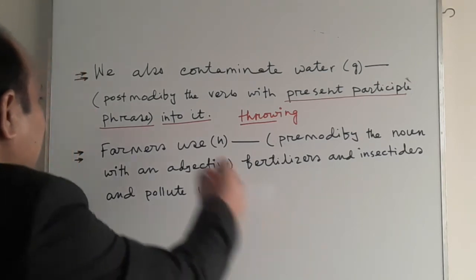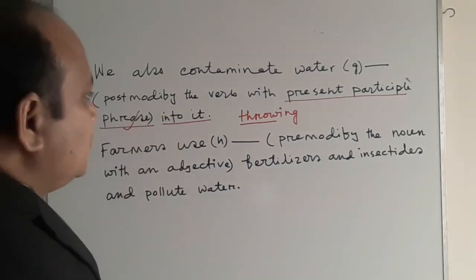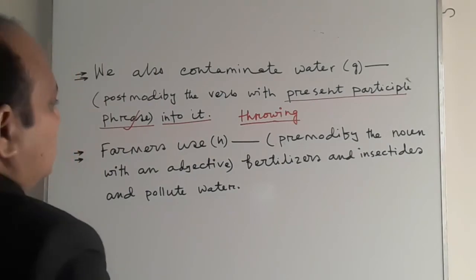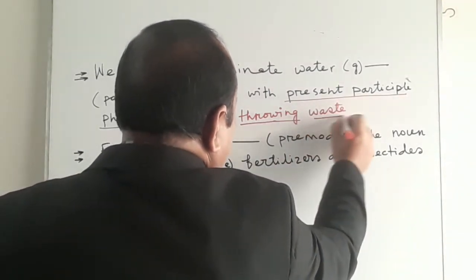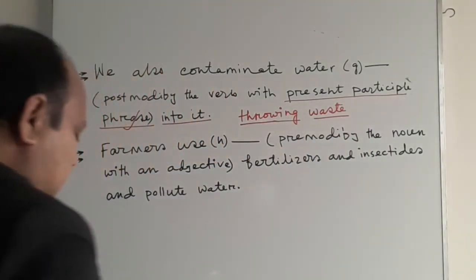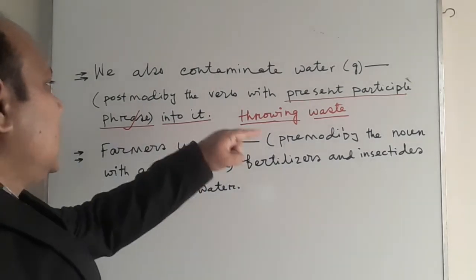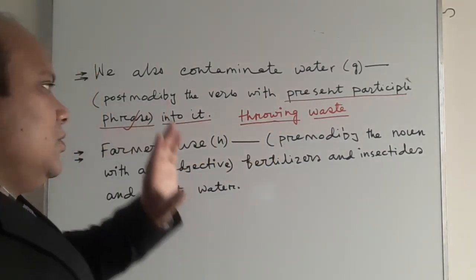But as you are asked to use a present participle phrase, you have to detect a noun. So what basically do we throw into water? We throw waste into water. So waste is a noun, and before this noun we have used throwing, that is participle. So the answer would be, we also contaminate water throwing waste into it.